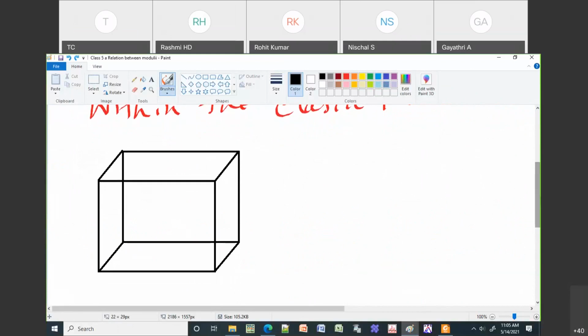How do you define a cube? If you take a cube, normally all sides are equal. So let us assume this is a cube. This is your y-axis, and then you have the x-axis, and also you have the z-axis.